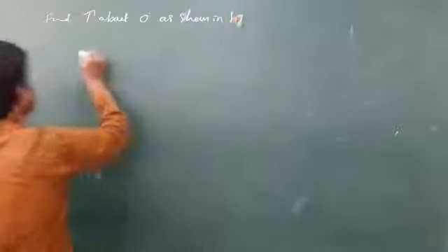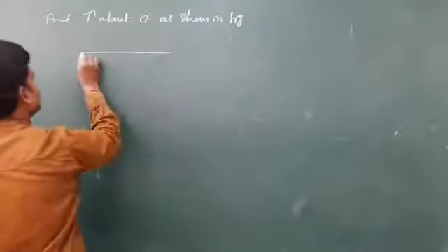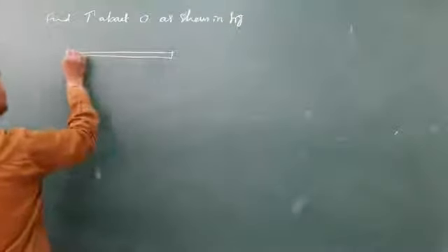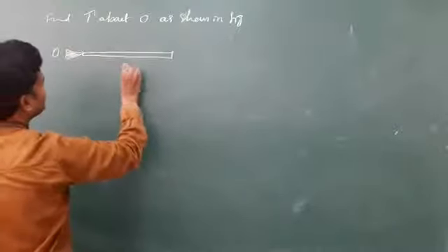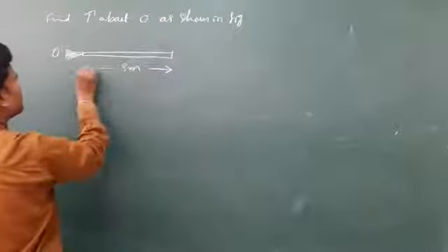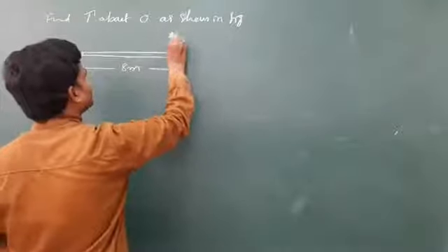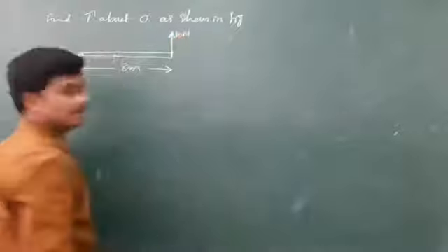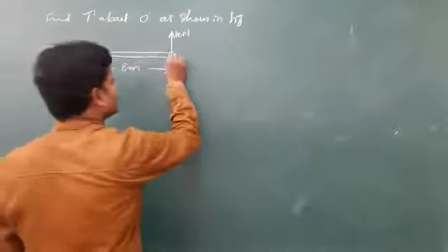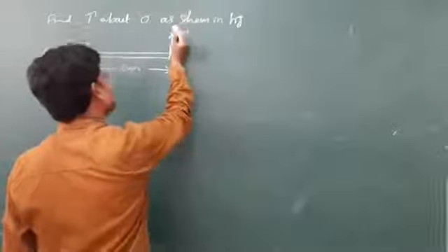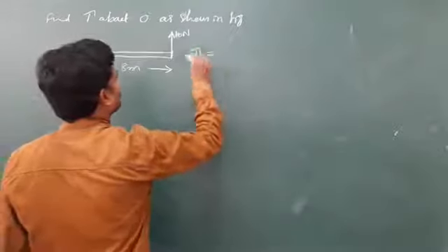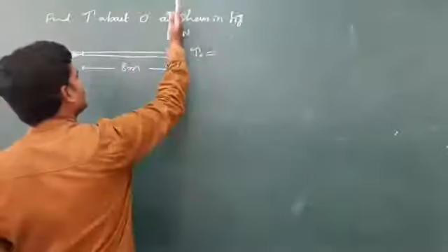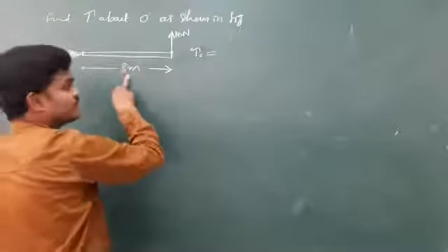So I am drawing the diagram here. This is the rod, fixed at some fulcrum like this. This is O, and this is 8 meter, and a force of 10 Newton is applied like this. We need to find torque about this point O. Very simple: torque about O, 10 and 8. The 10 Newton is acting on the rod and 8 meter is the perpendicular distance.